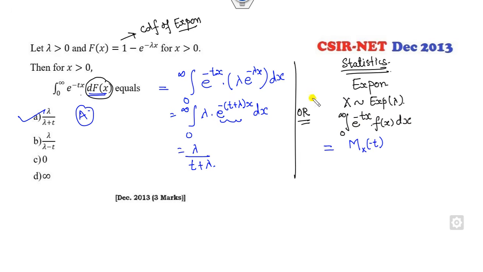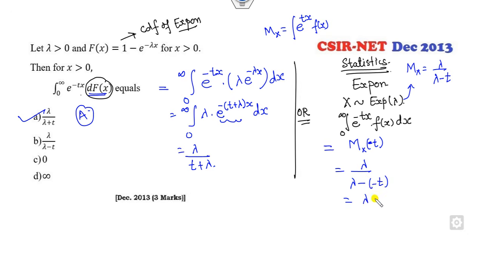What is the definition of the MGF? E raised to the power tx times f(x). Fine, but here it is minus t. Now what is the MGF of the exponential distribution? The MGF of this is given here. Now I can replace t with minus t, so you will get the same answer as this. So if you remember statistics and some distributions, then you can solve it this way.